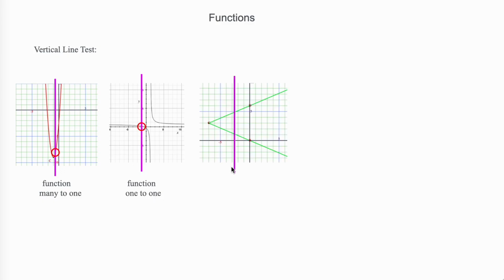If we draw a vertical line here or here, or anywhere over here, except on the vertex, it's going to pass through twice. So that means it is one-to-many. It's not a function. Vertical line test: if you draw a vertical line and it passes through more than once, it's not a function. If it passes through exactly once, it's a function.